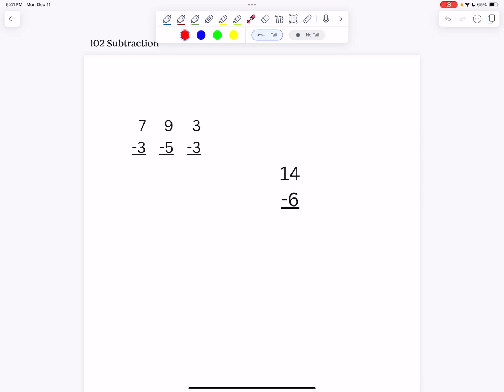And welcome to 5-Minute Math. Today we'll talk about subtraction. In subtraction, we're taking away something from what we have.